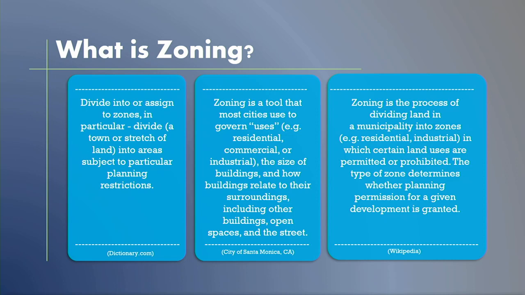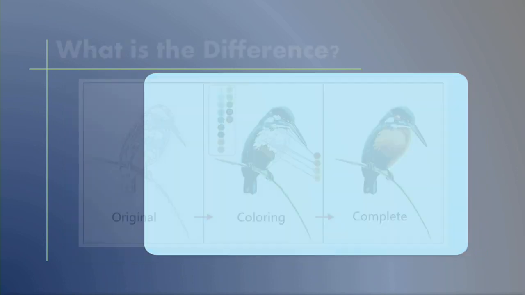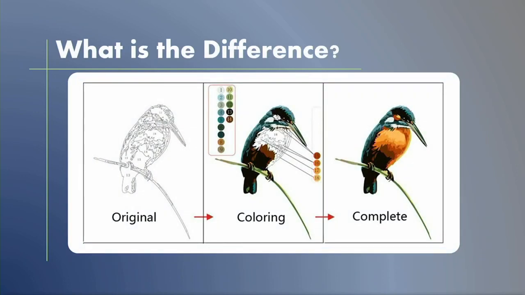It's not simply, okay, we've got property and every property in the city has a zone on it. It's much deeper than that. There's much more detail to it. So again, planning and zoning, looking at the different definitions, and then ultimately what I want to get to is, what is the difference between the two?